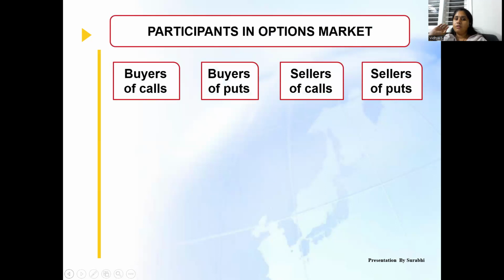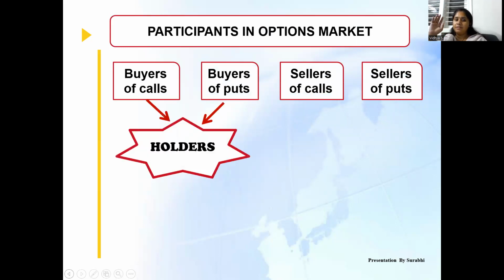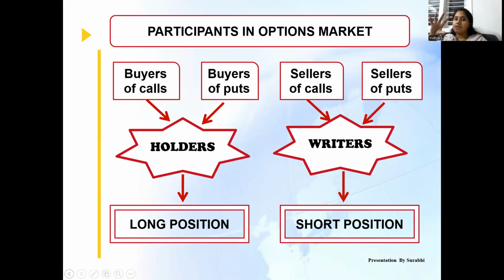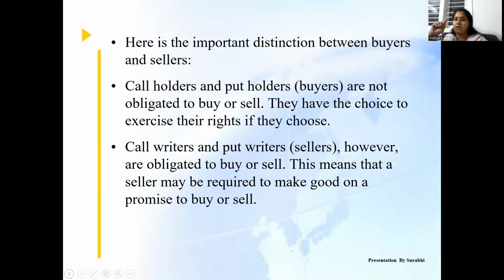Participants are buyers of calls, buyers of puts, and sellers. The buyers will be the holders, and the sellers will be the writers. Holders will always have a long position, and sellers will have a short position. Here is some distinction between them. Call holders and put holders are not obligated to buy or sell. They have the choice to exercise their right if they choose. Call writers or put writers, however, are obligated to sell. This means that the seller may be required to make good on a promise to buy or sell.